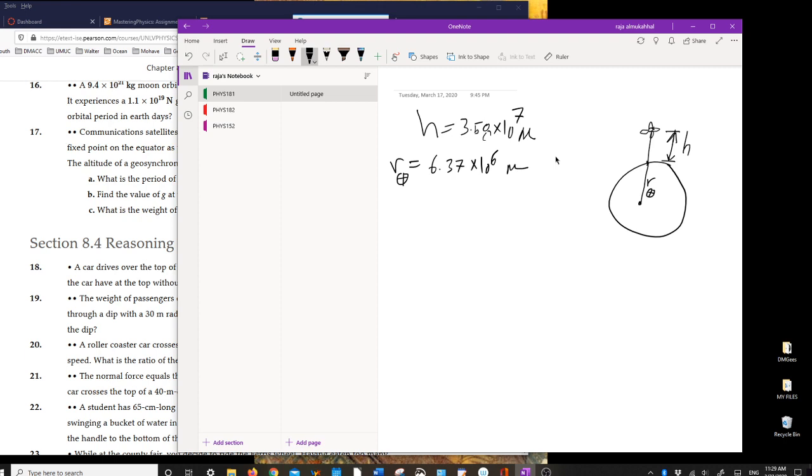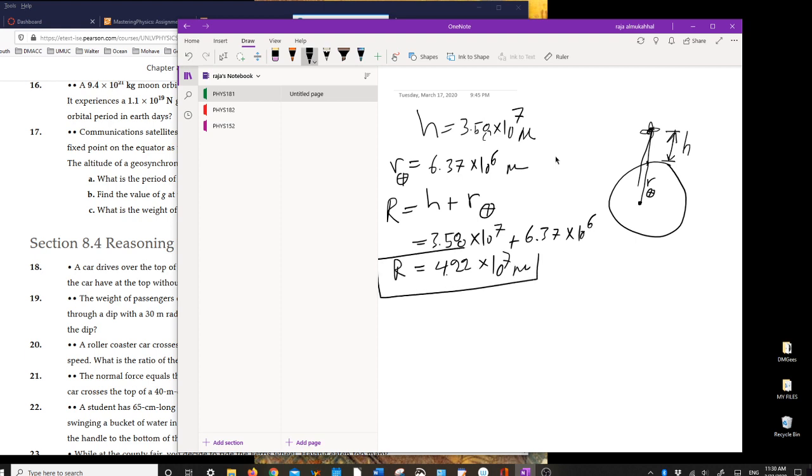So basically, the total distance from the satellite all the way to the center of the Earth would be the addition of all that. Let me call it big R. That's going to be the altitude h plus the radius of the Earth. So we have 3.58 times 10 to the 7 plus 6.37 times 10 to the 6. If you calculate that, I've done that already, it is 4.22 times 10 to the power of 7 meters. So that's the total distance from the satellite to the center.